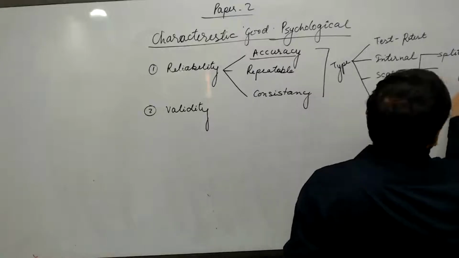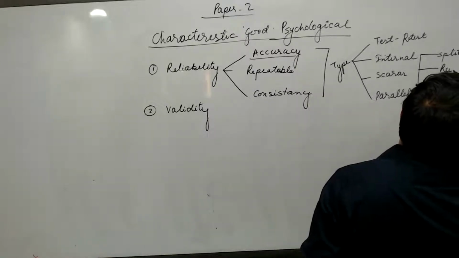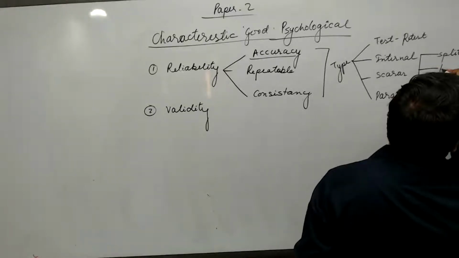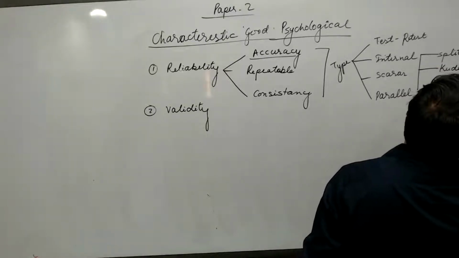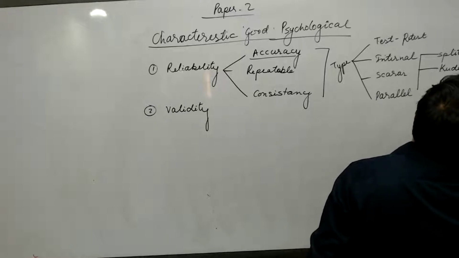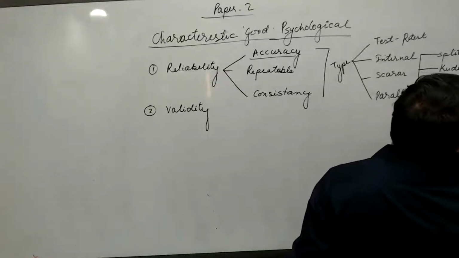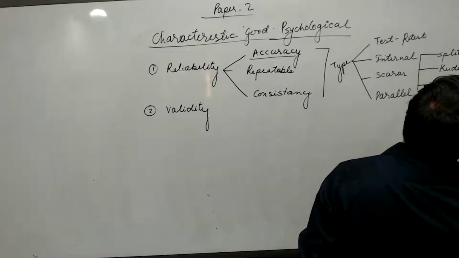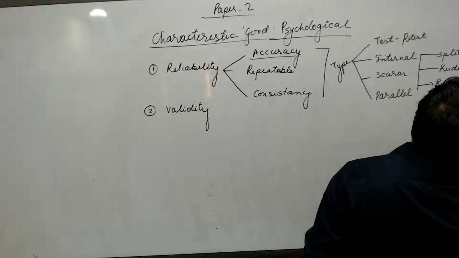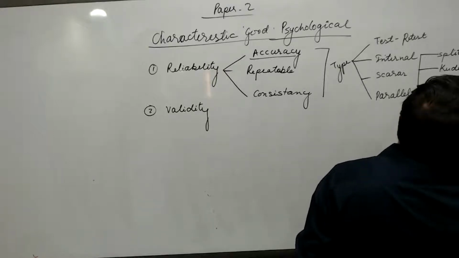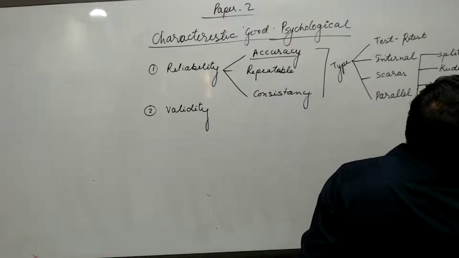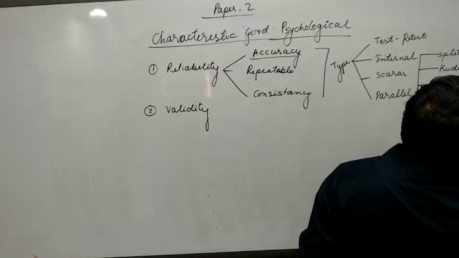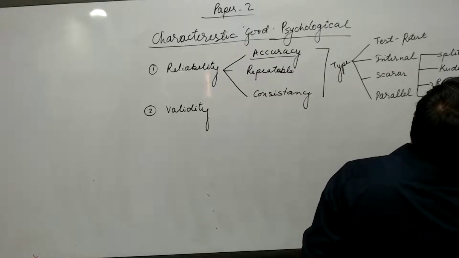Other is what? That is Kuder-Richardson reliability. Rulon-Guttman reliability. Cronbach's alpha.